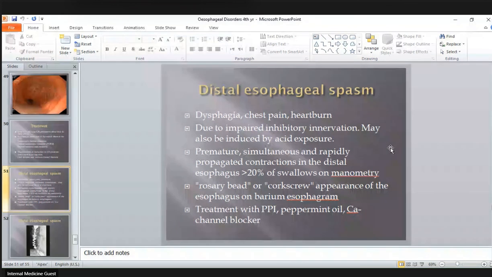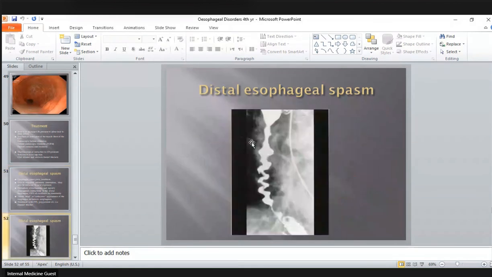If you perform a barium study, you can see rosary beads or corkscrew appearance. I'll show you the picture in a moment. How to treat this? You need something to relax these smooth muscles. Peppermint oil, available as tablets. PPI and calcium channel blocker. This is how it looks. Corkscrew or beaded appearance. This is the typical corkscrew of diffuse esophageal spasm.